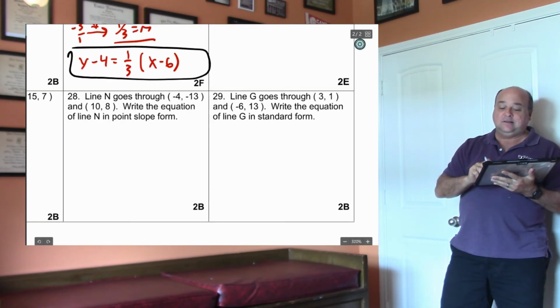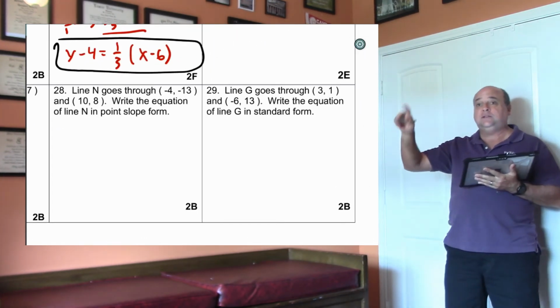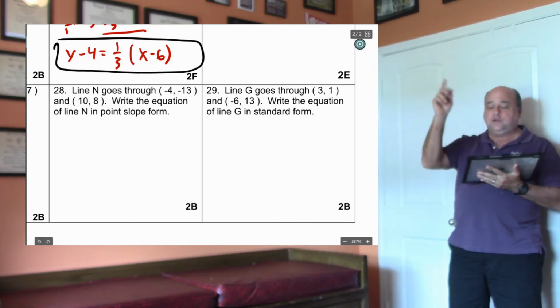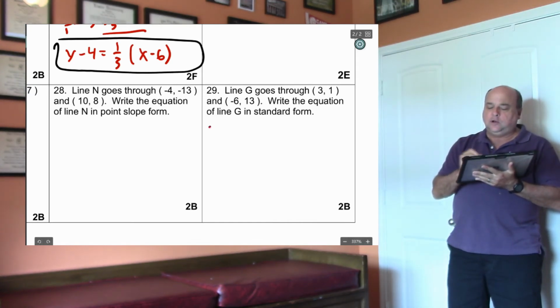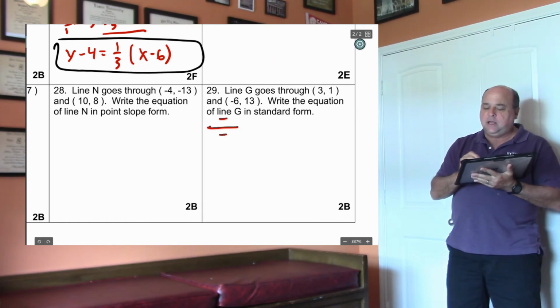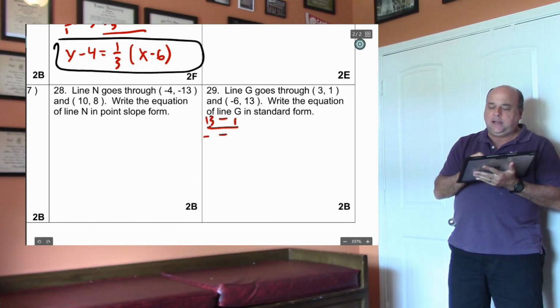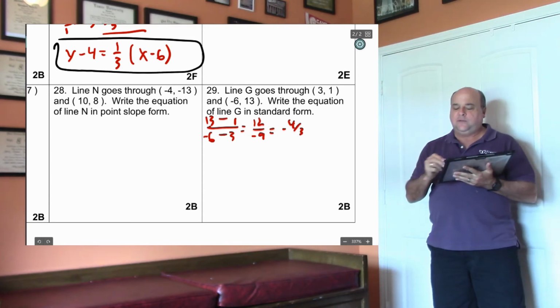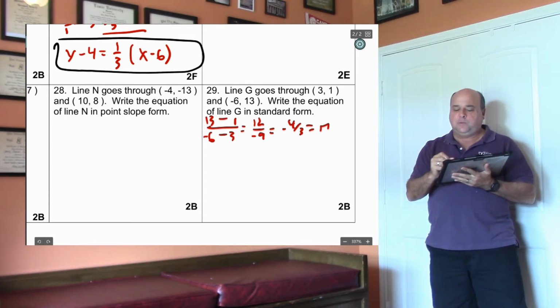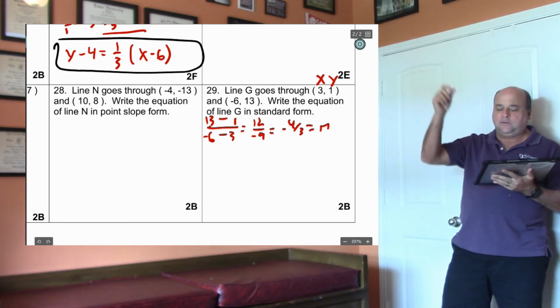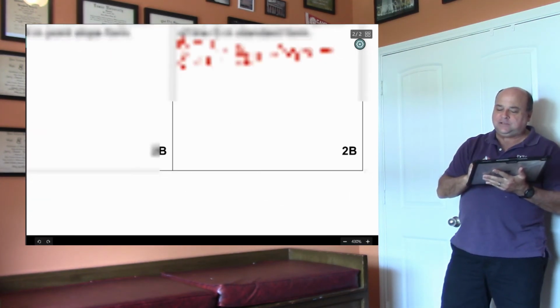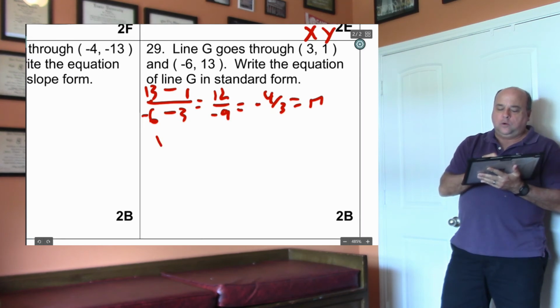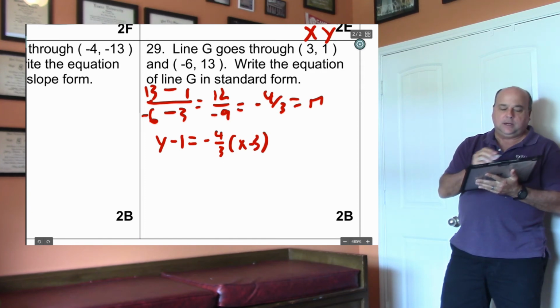Probably the hardest thing you got to do in here is 29, to go from 2 points to standard, okay? The first thing we got to do on 29 is get the slope. So I'm going to do fraction bar, minus, minus. And I'm going to put 13 minus 1 on top and negative 6 minus 3 on the bottom. I'll get 12 over negative 9, which is negative 4/3. That's my m, isn't it? I'm going to take my first point and make it x and y, and I'm going to plug that into point slope. So, y minus 1 equals negative 4 over 3, parentheses x minus 3.